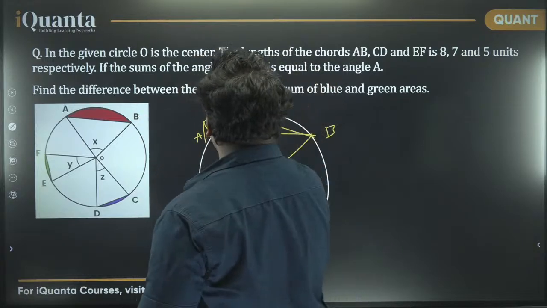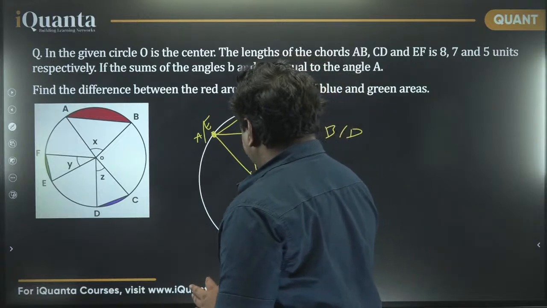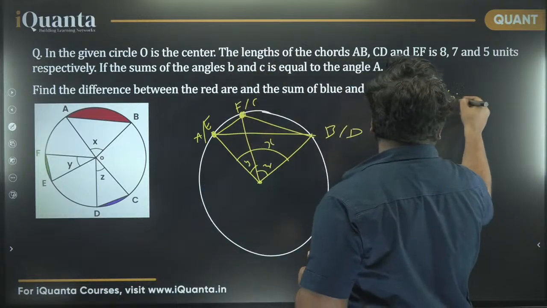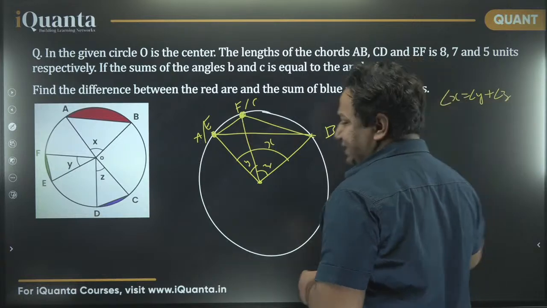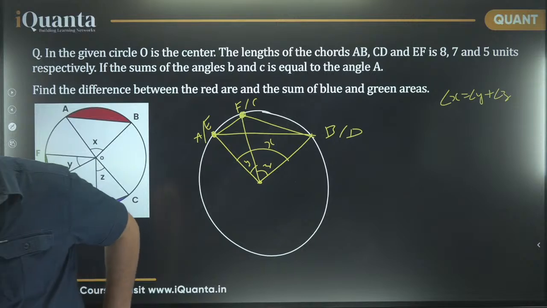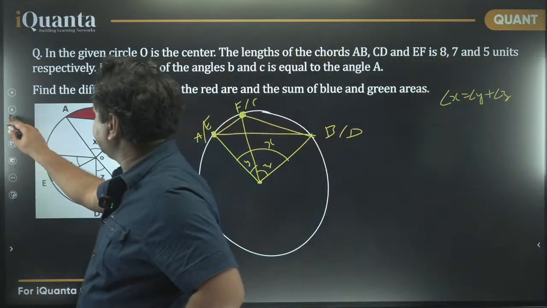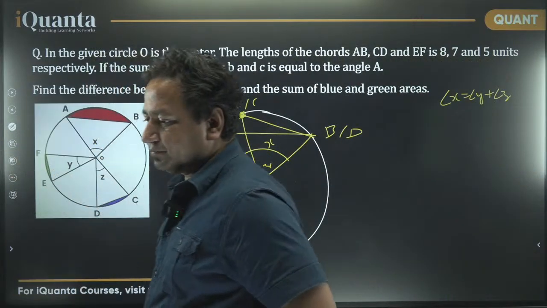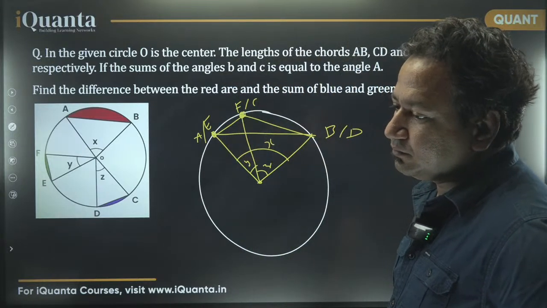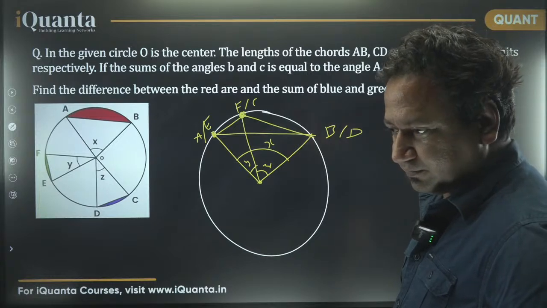इसको ऐसे ले गया. This point is C as well. This is D as well. This angle is Y. This angle is Z, and this whole angle is X. Because we know angle X equal to angle Y plus angle Z. Is that clear, everyone? Cool. Okay, so you're doing.